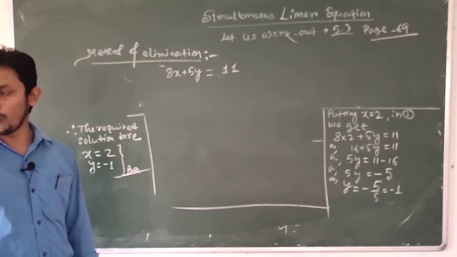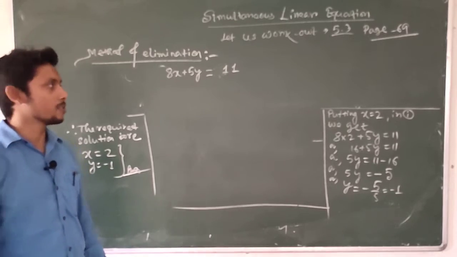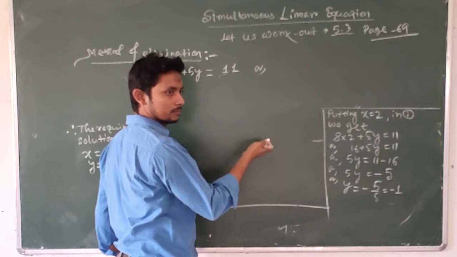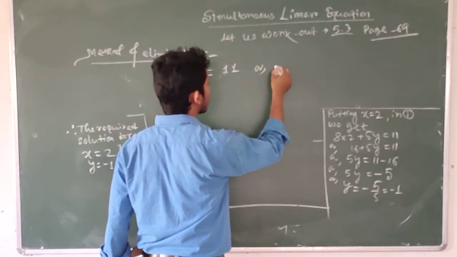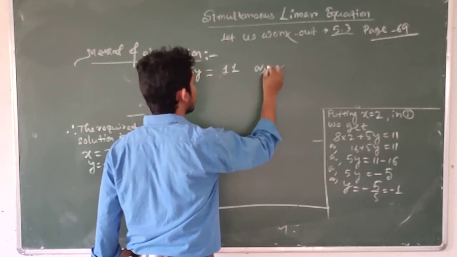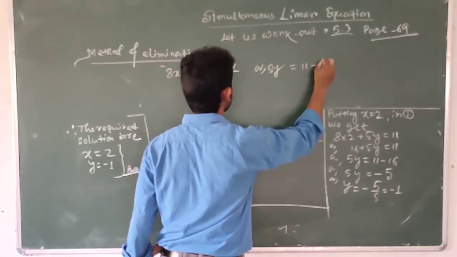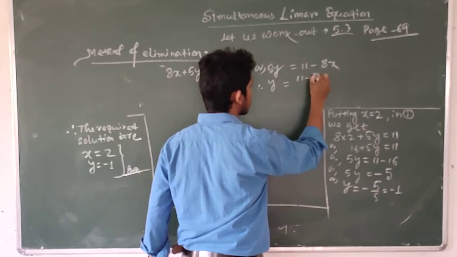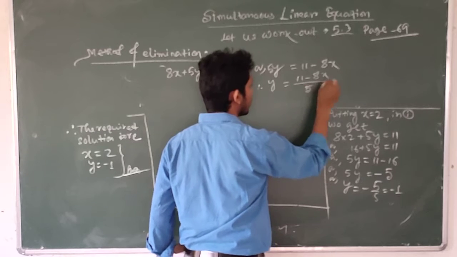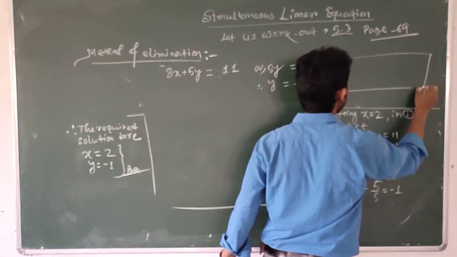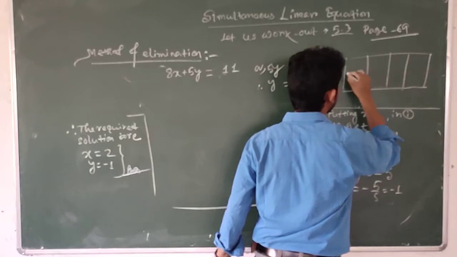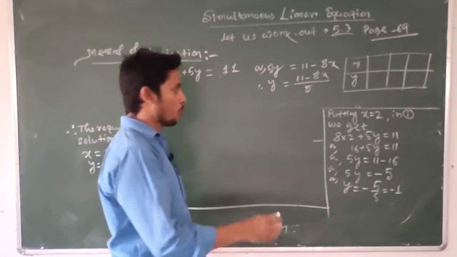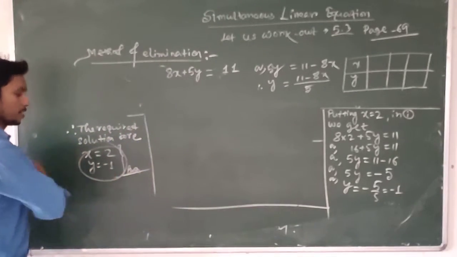If you are going to find the points from this equation, we need to express it with respect to y or with respect to x. We can do either, yes or no? If we represent it with respect to y, then 5y will be 11 minus 8x, and y equals (11 minus 8x) by 5. So let us find the values, the points. Here one value obviously will be x equals 2, that means 2, minus 1, because we have already found that.